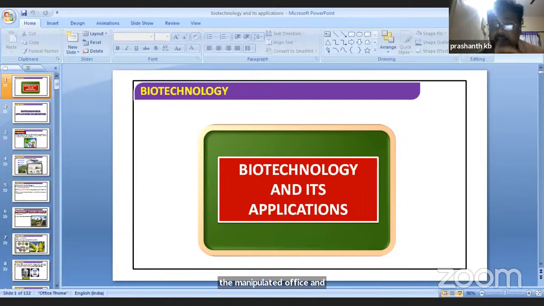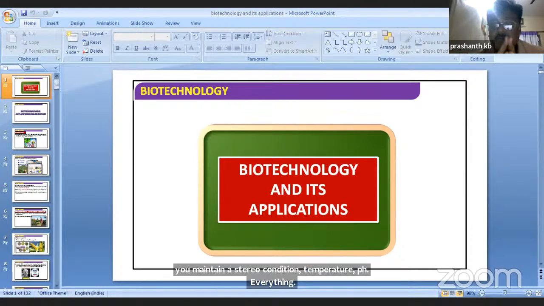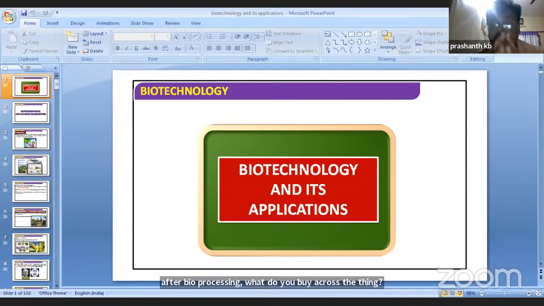And the third critical area is obtaining the foreign gene product or byproduct by a process called downstream processing. That means in the bioreactor, where you maintain sterile conditions, temperature, pH, everything. And after the bioreactor, you do bioprocessing, in which you extract the product. So these are the 3 important major points we require in the 3 critical research areas of biotechnology.